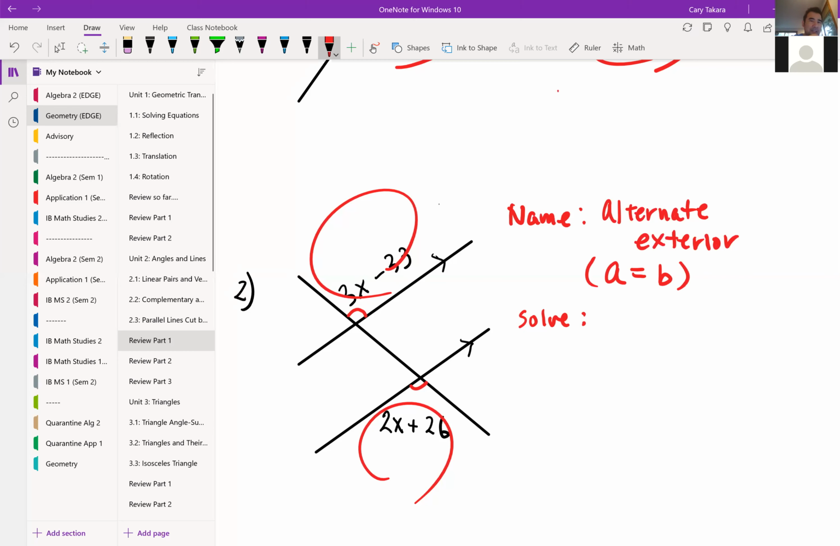Okay, let's set it up. How would you set it up? They are equal to each other, so you do exactly that. 3x minus 33 is equal to 2x plus 26. So why don't you solve that? What do you get for x?